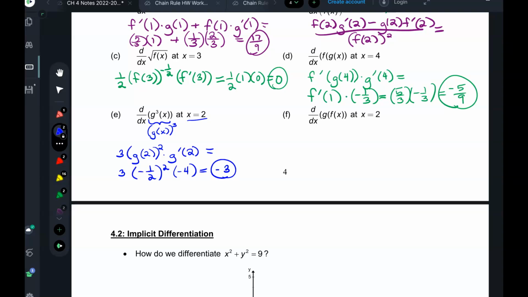Okay, last one here, and then we'll take a look at the homework. Okay, so derivative, this is also chain rule, but now the outside is g. So it's g prime of f of 2 times f prime of 2.